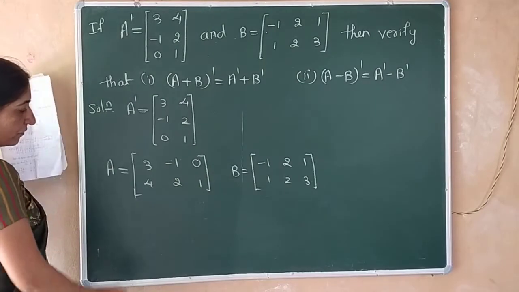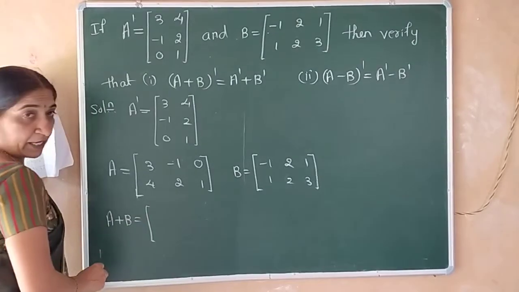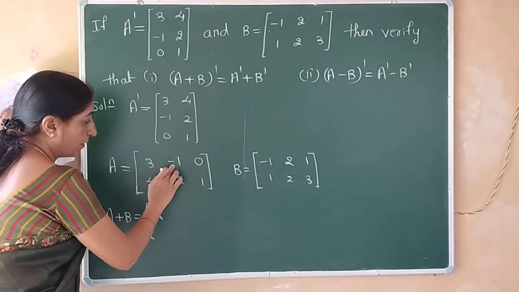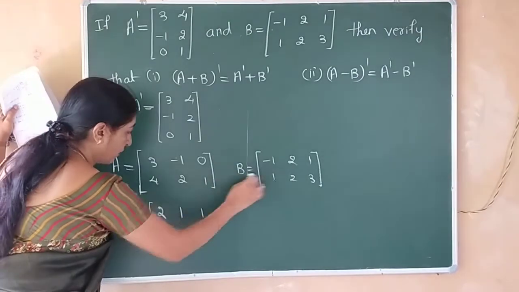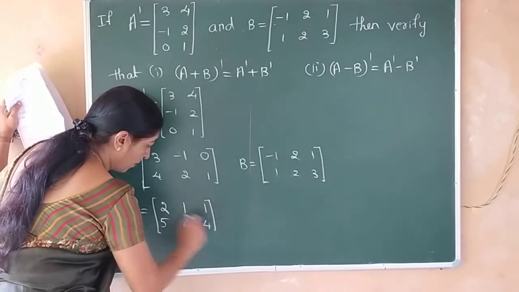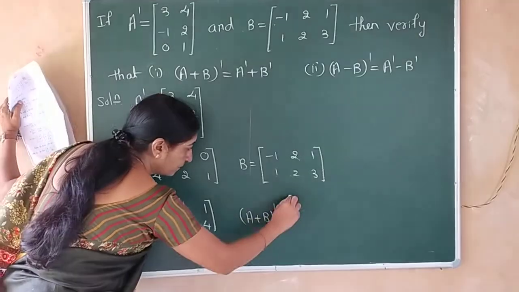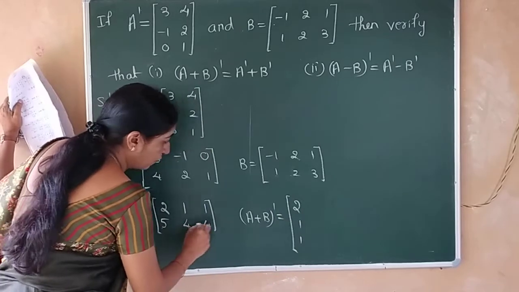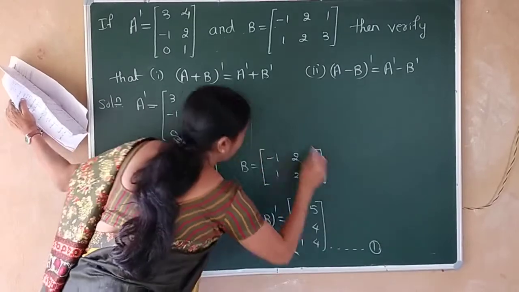Then what you are doing, students? We are adding these two, A plus B. So you can add directly, no? 3, but it is a minus, means 3 minus 1. 3 minus 1 is 2. Minus 1 plus 2, 1. 0 plus 1. Then 4 plus 1. 2 plus 2. Then 1 plus 3. This is what? A plus B. Then what is A plus B whole transpose? 2 1 1. Then 5 4 4. This is equation 1.